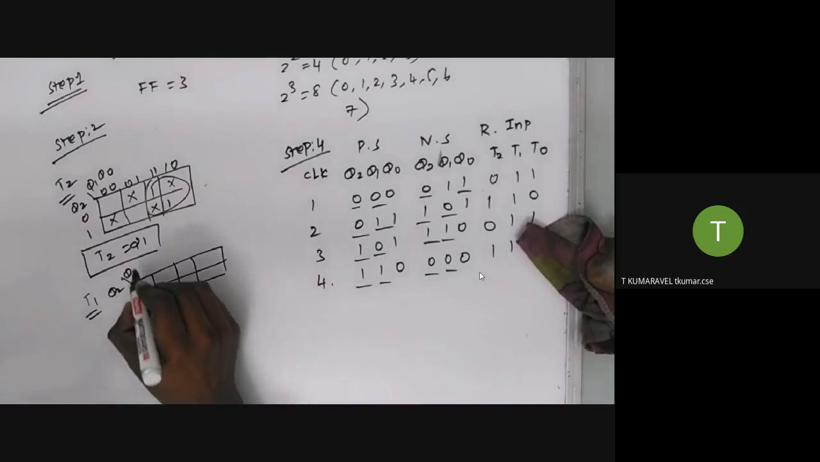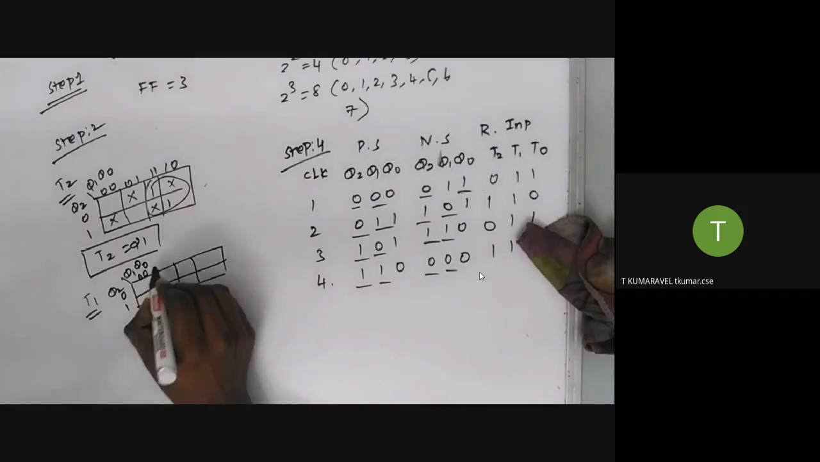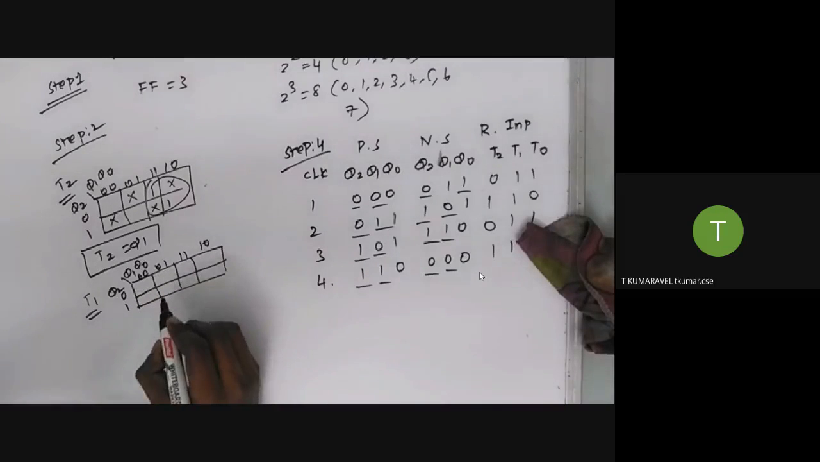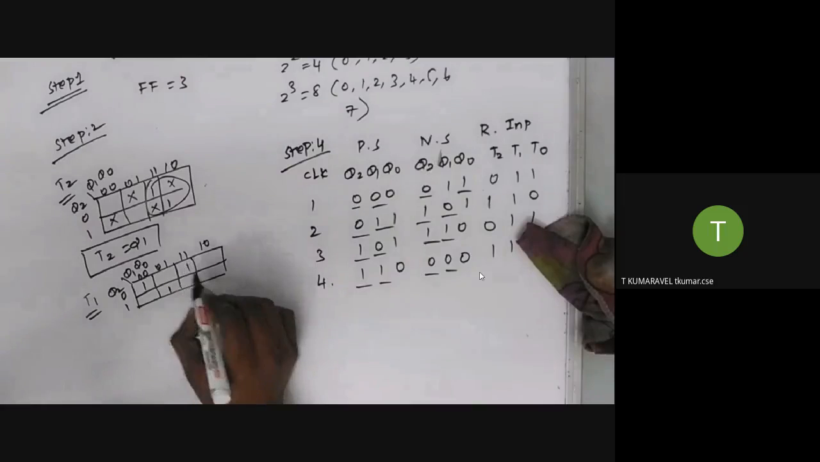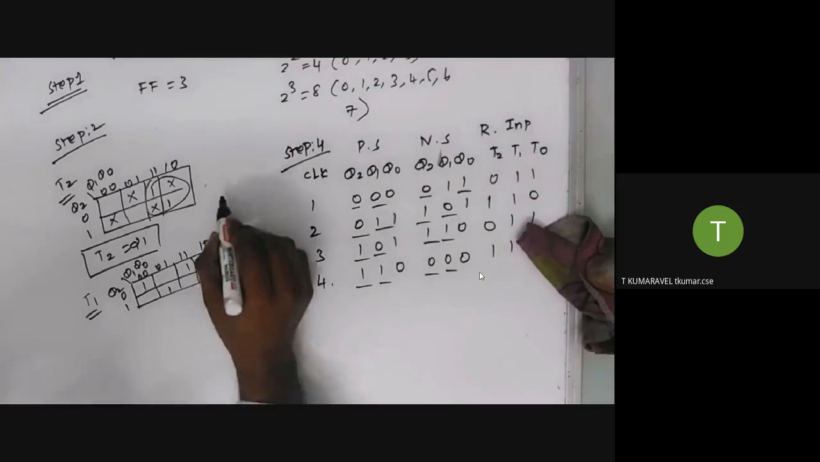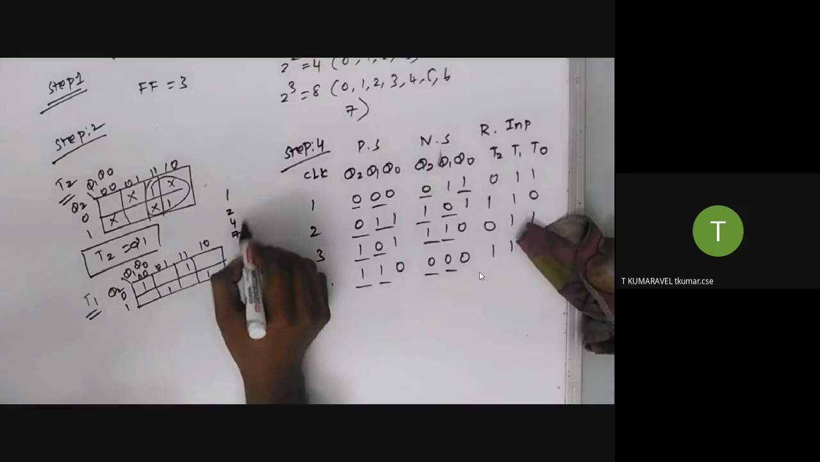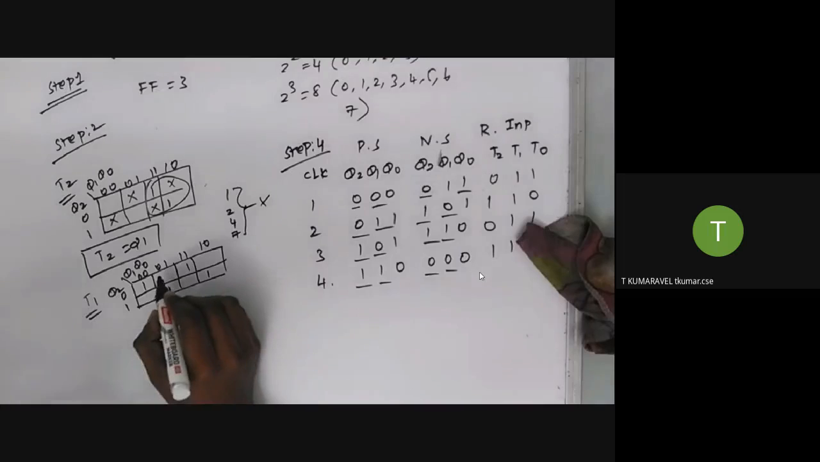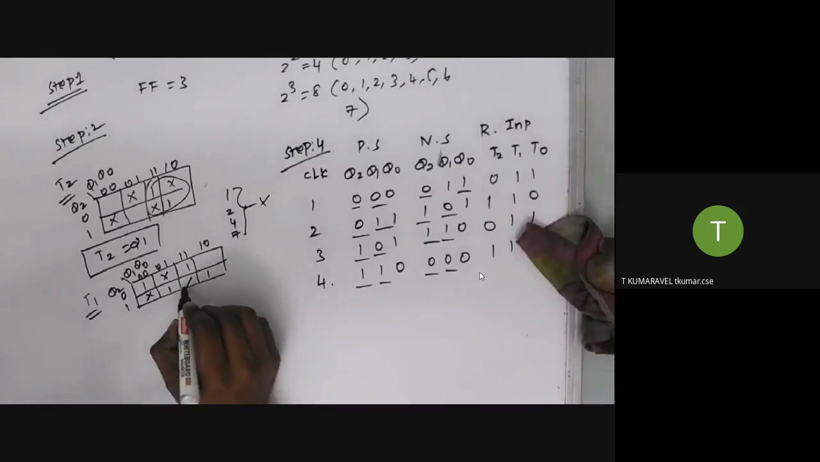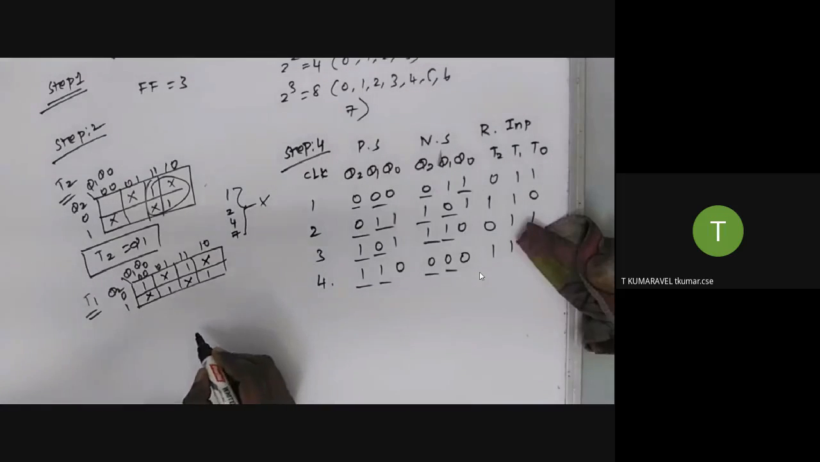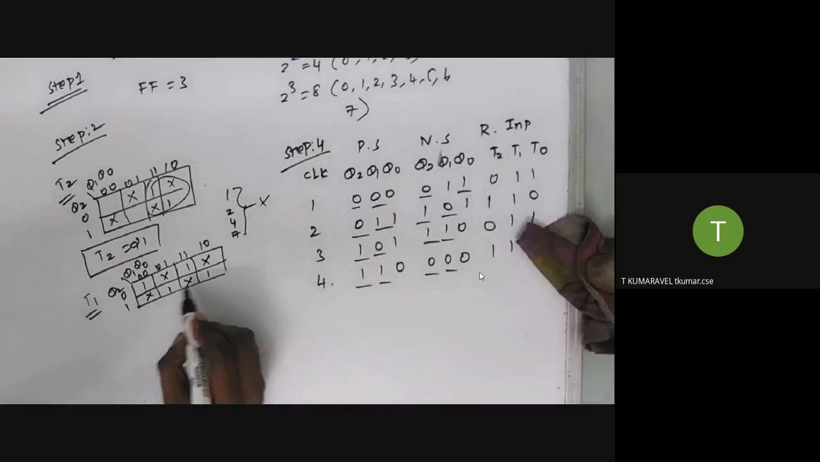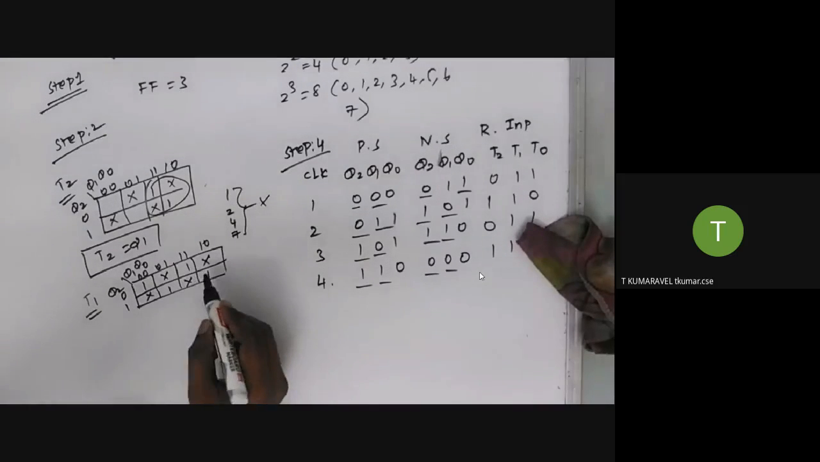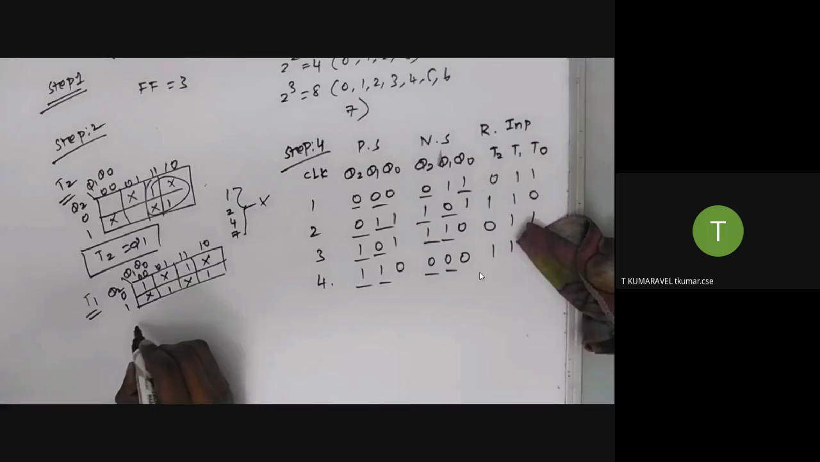For T1, the map has Q2 as rows and Q1, Q0 as columns: 0, 1, 0, 0, 0, 1, 1, 1, 1, 0. If you fill up the table, it should appear like that. The places 1, 2, 4, 7 don't have values, so you fill them with don't care conditions. For all the remaining places fill in 1. Considering the don't care conditions as 1, the value is nothing but 1.